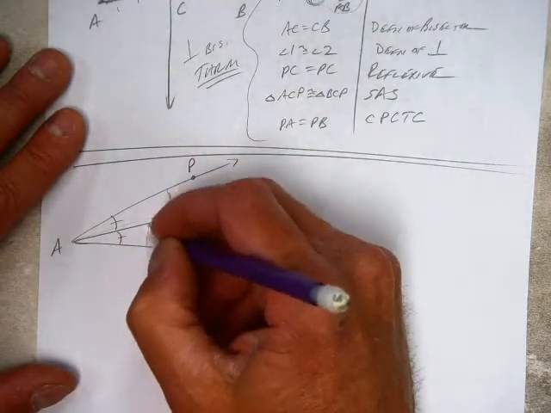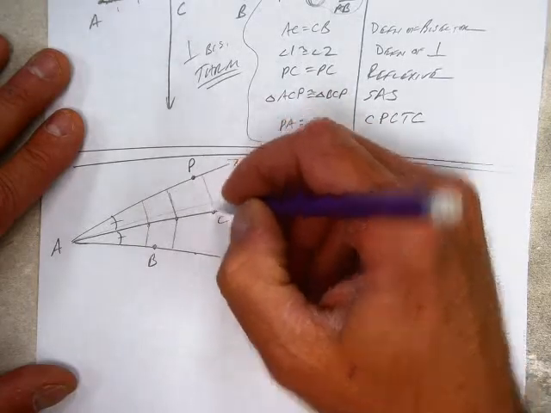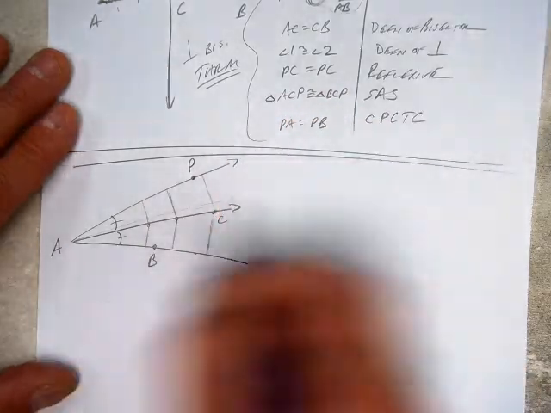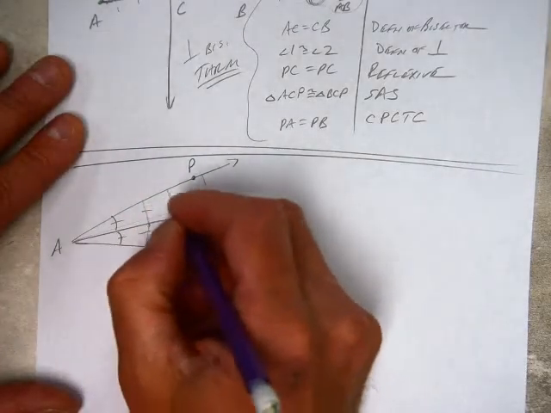This distance here is the same as that distance there. If it's bisected, all those distances are equal to each other. Okay?